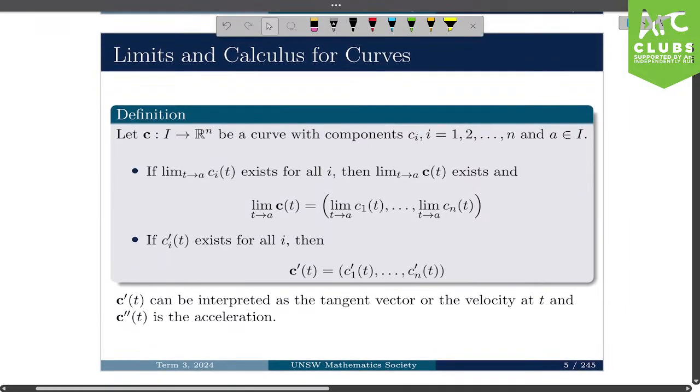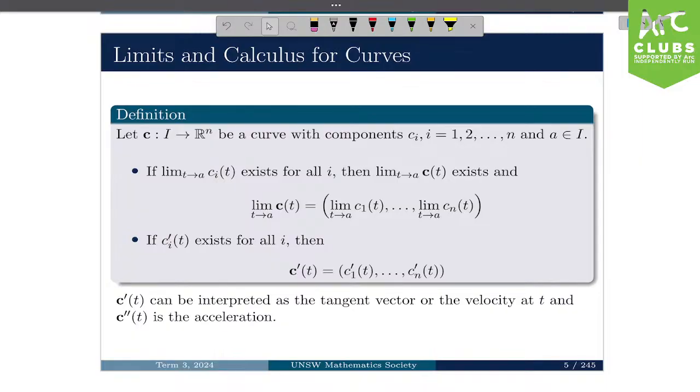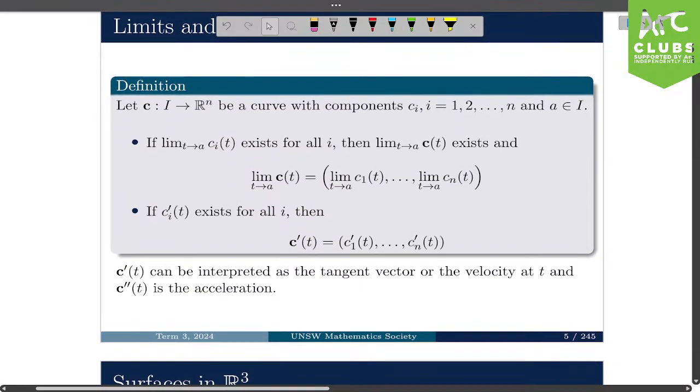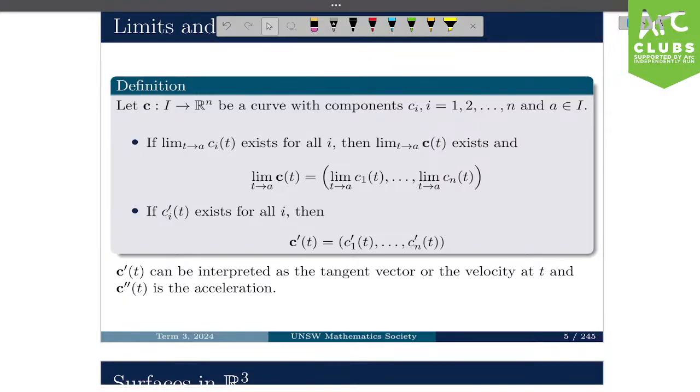Limits and calculus for a curve. Let C, from I mapped onto Rn, be a curve with components Ci, where i is equal to 1, 2, up to n. If the limit as t approaches a of Ci(t) exists for all i, then the limit as t approaches a of C(t) exists, and it is equal to the vector of the limits as t approaches a of C1(t), C2(t), and so on. Similarly, if the derivative of Ci(t) exists for all i, then the derivative of C(t) is equal to the derivative of C1(t) up until Cn(t). The derivative can be interpreted as a tangent vector or the velocity at t, and the second derivative is equal to the acceleration.